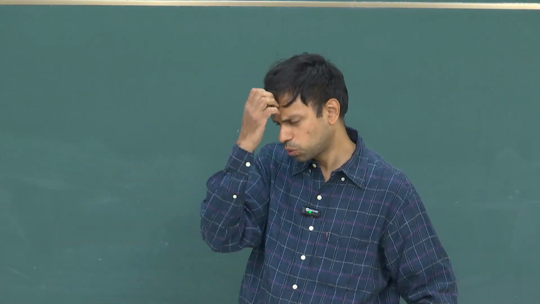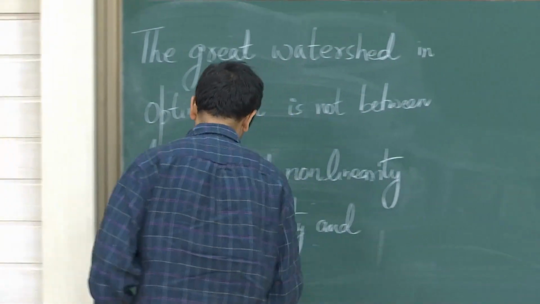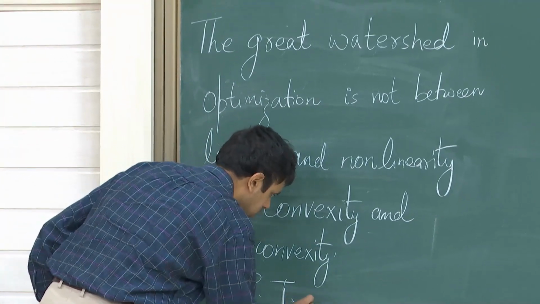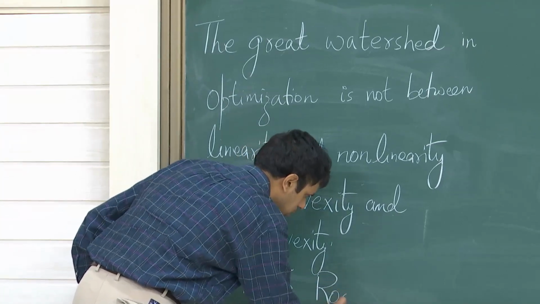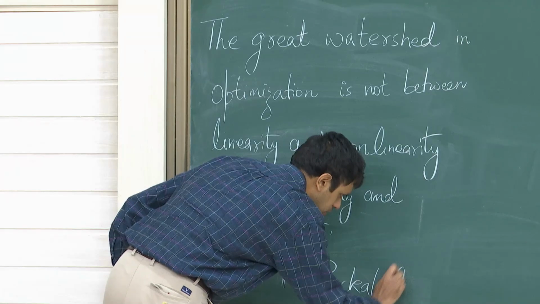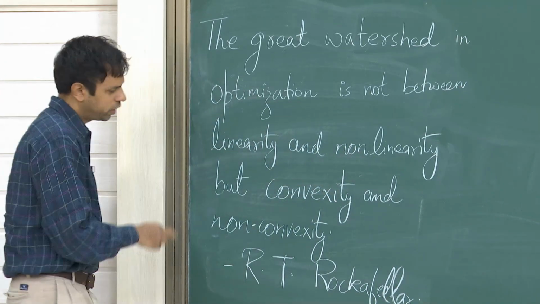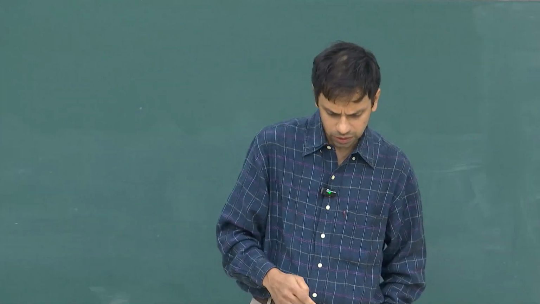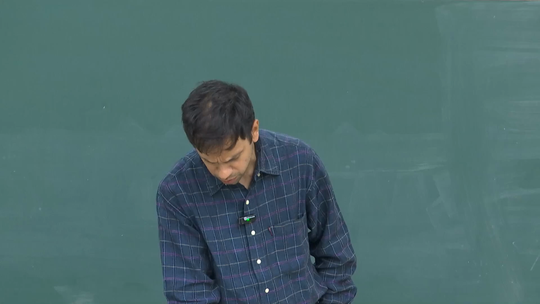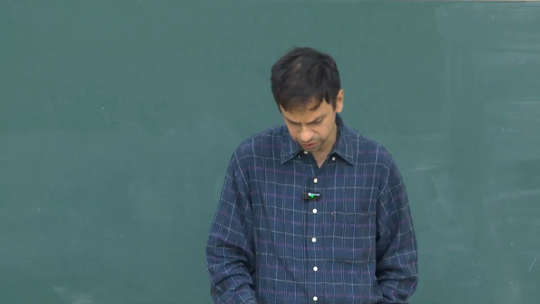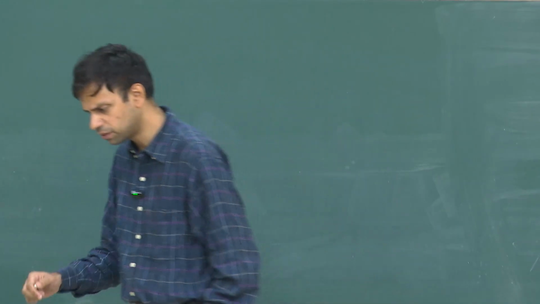So, I will start with this famous quote by somebody called R.T. Rockefeller, who has done an amazing amount of work on convex analysis and variational inequalities. He has a very nice book on convex analysis, this R.T. Rockefeller. So, if you get a chance, try to read about this. Okay, this is very, very good.